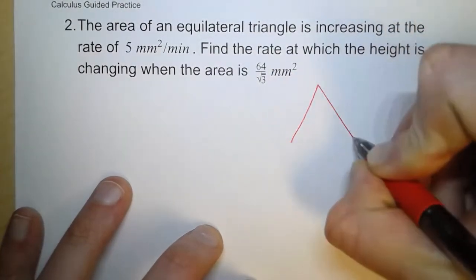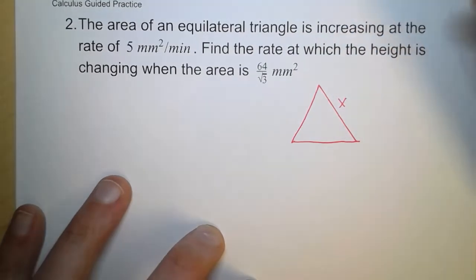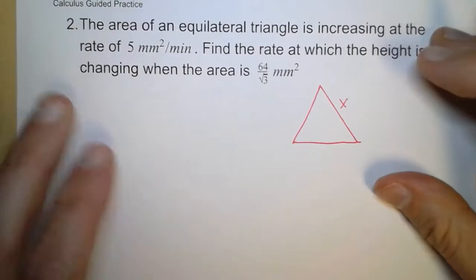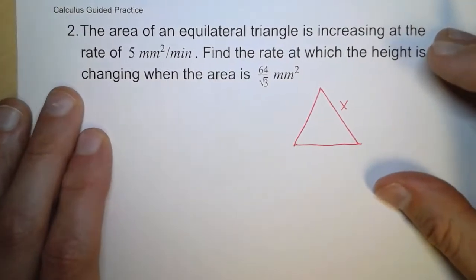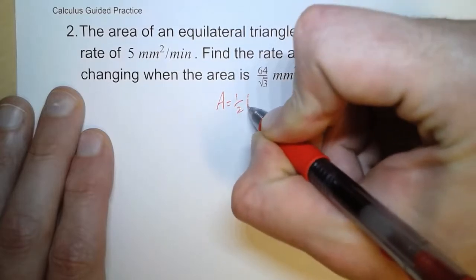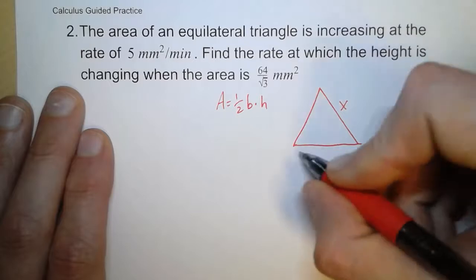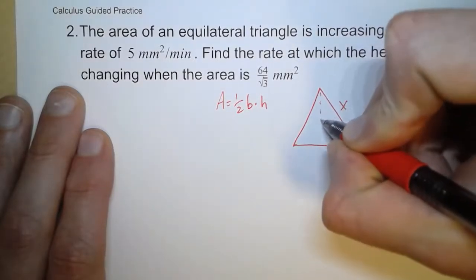So we have an equilateral triangle, and all the sides are equal. They all have a side length of x. But as we know, the common area formula that we use to find the area of any triangle is 1/2 the base times the height. So if one side is x, that means that's the length of the base. What about the height?